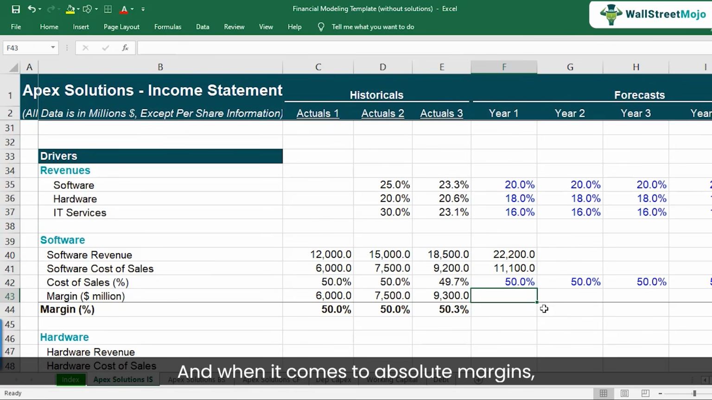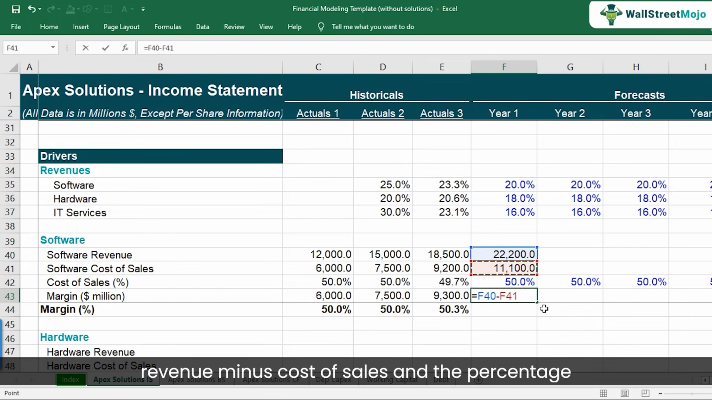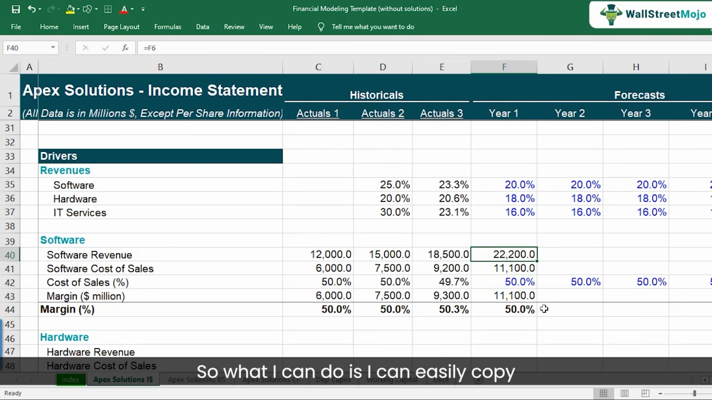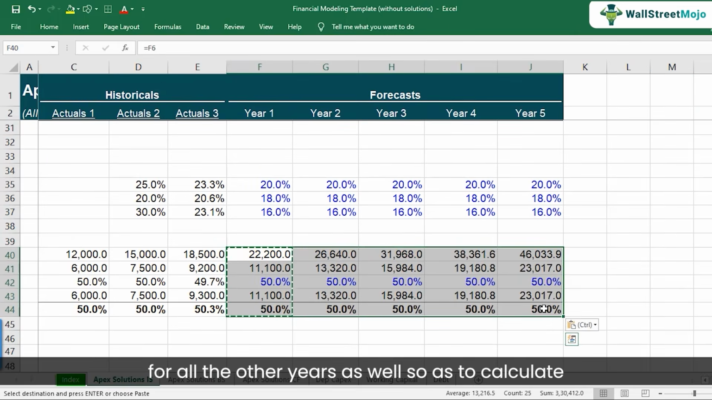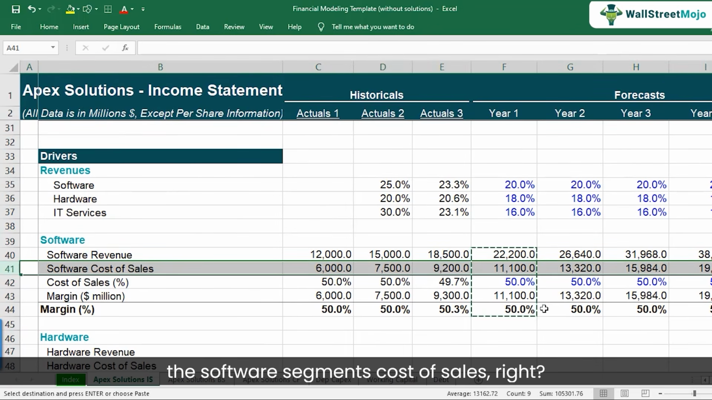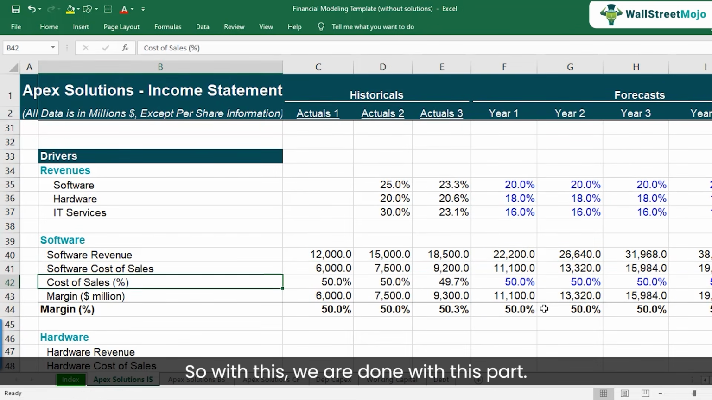And when it comes to absolute margins, how much will that be? This will be revenue minus cost of sales, and the percentage will be 11,100 divided by 22,200. So it comes out to be 50%. Okay. So what I can do is I can easily copy and paste this block for all the other years as well, so as to calculate the software segment's cost of sales, right? So with this, we are done with this part.